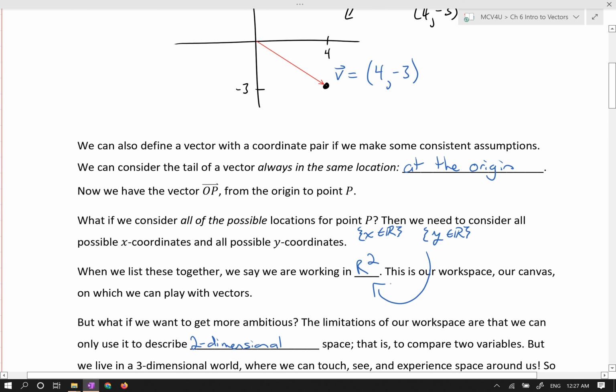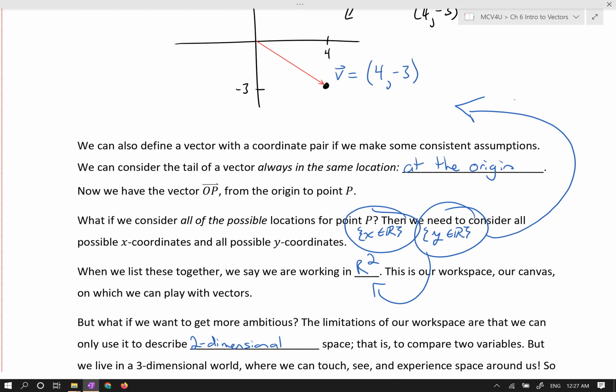We say we're working in R2 if we're working in the space defined by all of these x values and all of these y values, which is the space in which you have been working year after year after year after year. This is our workspace. This is our canvas. This is where we can paint, we can play, we can work with vectors, we can work with functions, and you've been doing that for a very long time. But what if we want to get more ambitious? What if we want to play around a little bit further?